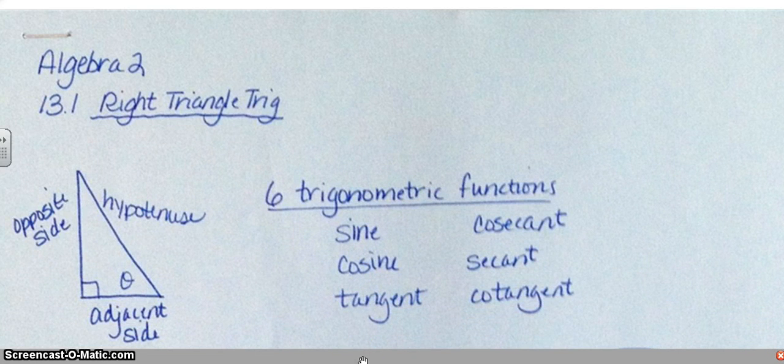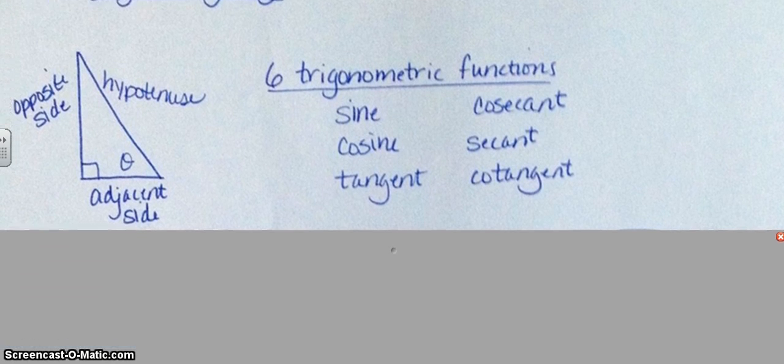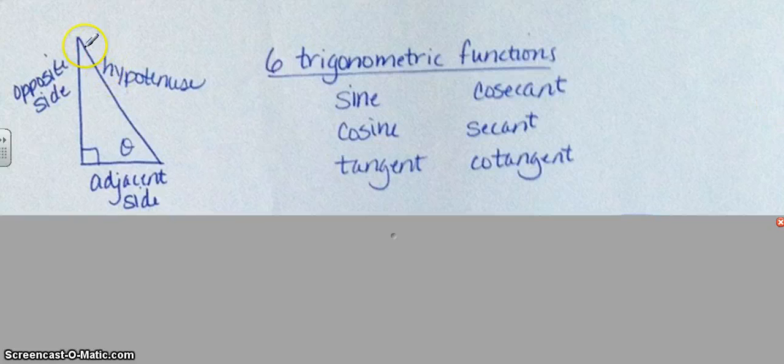We're going to start by just looking at a right triangle. This is a review of things that you did in geometry. If we have a right triangle, we have a 90-degree angle, and we have two other angles in the triangle. We're going to call this one theta. That's the Greek letter theta.